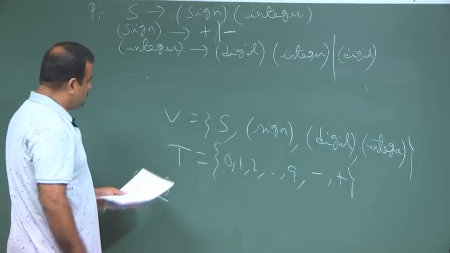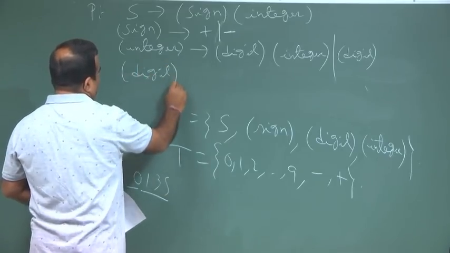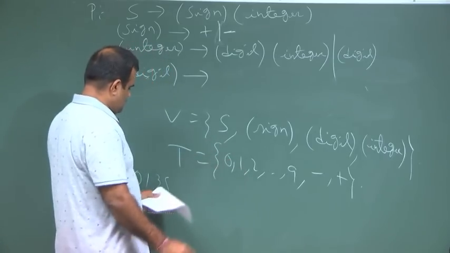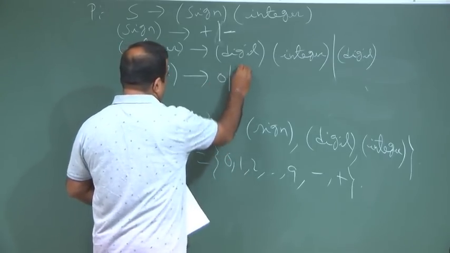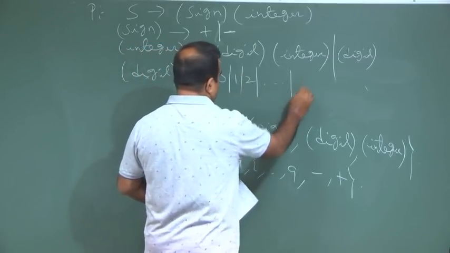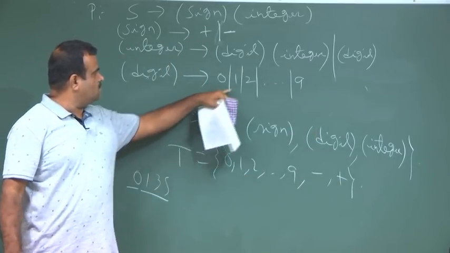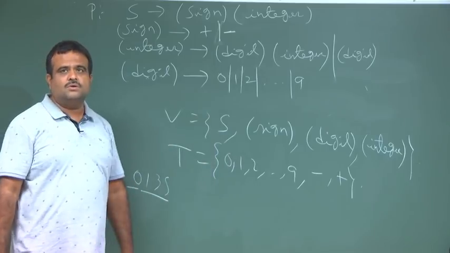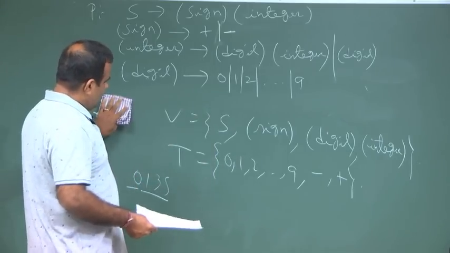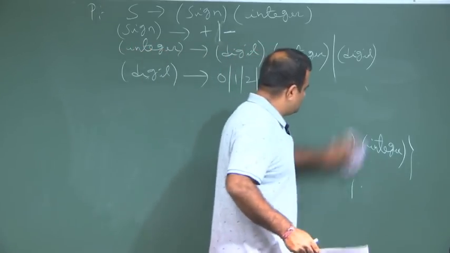Now, where will the digit go? Digit will go to either one of these: 0, 1, these are the rules, 2, up to 9. So, digit can go to 0, this is one production, digit will go to 1, another production, digit will go to 2, like this, digit will go to 9. Okay. So, this is our grammar, these are our productions.